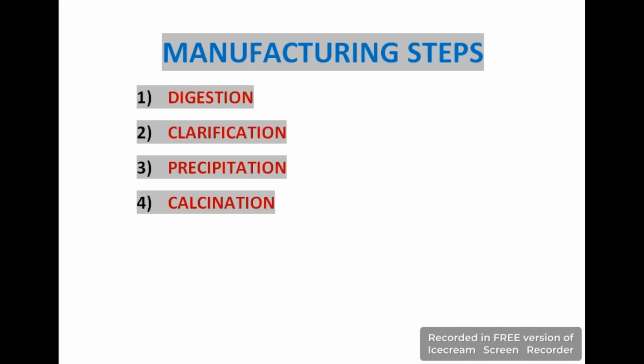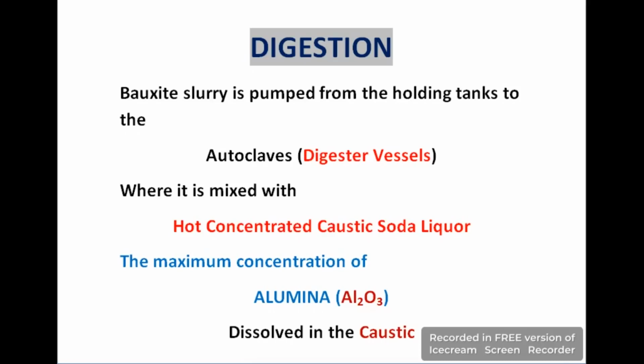After preparation of slurry, we will use four different steps to get pure aluminium metal. The first one is digestion, the next one is clarification, then precipitation and calcination. First of all, we will discuss the digestion process.